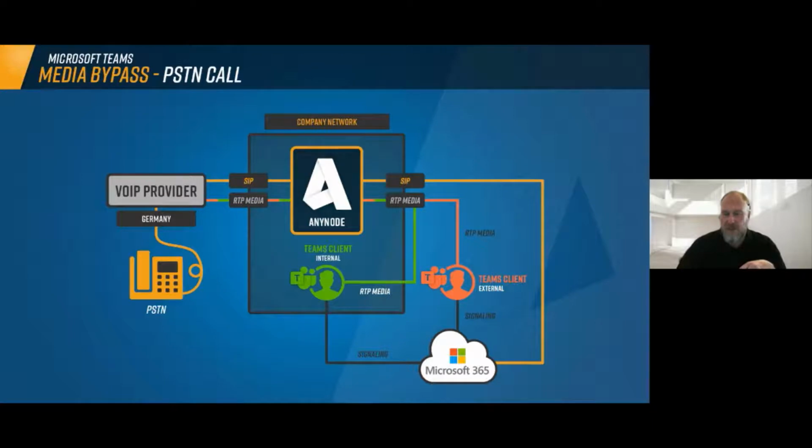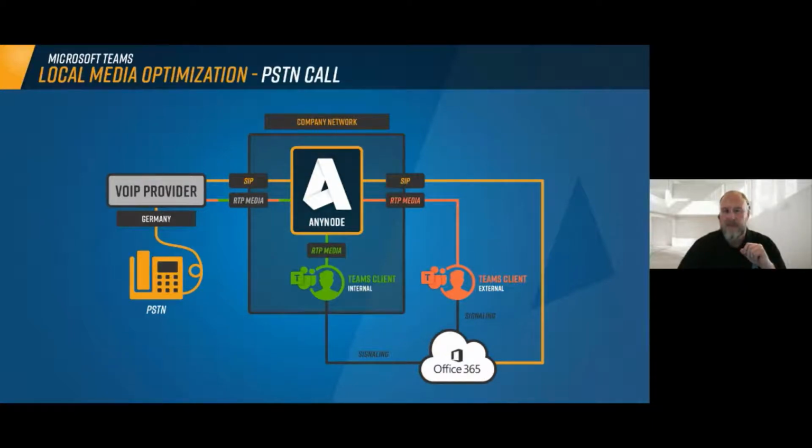Well, fast forward a little while, and Microsoft has now announced local media optimization, and anynode has embraced that. And in that scenario, the highest level of media path control is available. We start this by using a simple example. In the prior slide, we had the same scenario, but with just standard media bypass. And we're now using the local media optimization to even improve that scenario a little more.